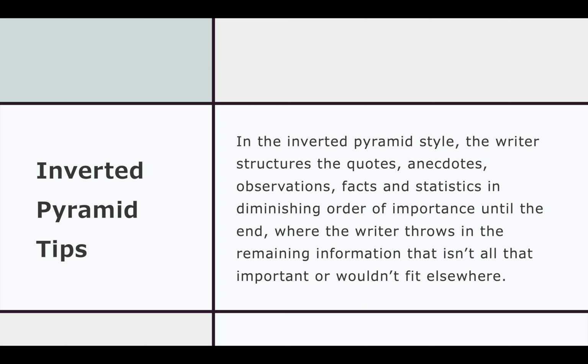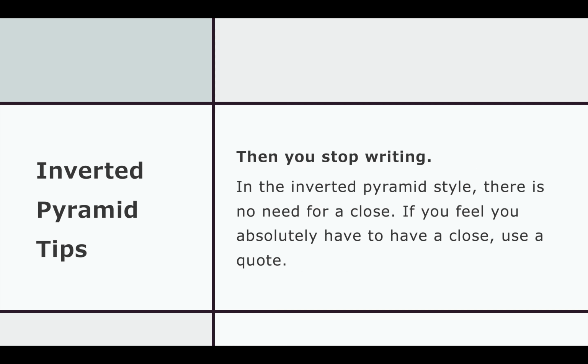In the inverted pyramid, the writer is going to structure quotes, anecdotes, observations, facts, and statistics in diminishing order, so most important at the top to least important at the bottom, until the end, where the writer throws in the remaining information that isn't all that important or that wouldn't fit elsewhere. And then you stop writing. I cannot stress this enough. In the inverted pyramid style, there is no need for a closer. And if you feel that you absolutely have to have a close, you use a direct quote from someone, and again, you need to say why they're important.